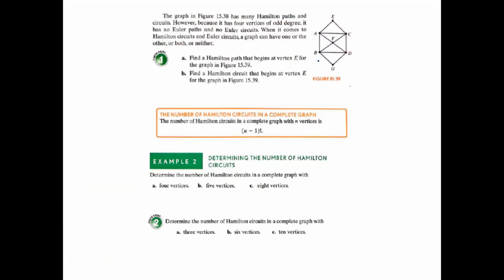Go ahead and read the next part right here. Okay, so next what I want you guys to do is do A and B. A, find a Hamilton's path that begins at the vertex E for the graph in this figure, and then also B, find a Hamilton's circuit that begins at vertex E.